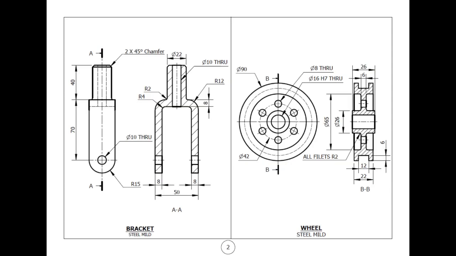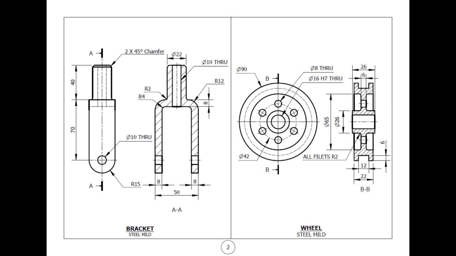Next, we'll go to our detailed drawings. And here we have a detailed drawing of the bracket, wheel. The detailed drawing consists of views, sections of this part, dimensions, and all that it needs to produce this part, to the end manufacturer.